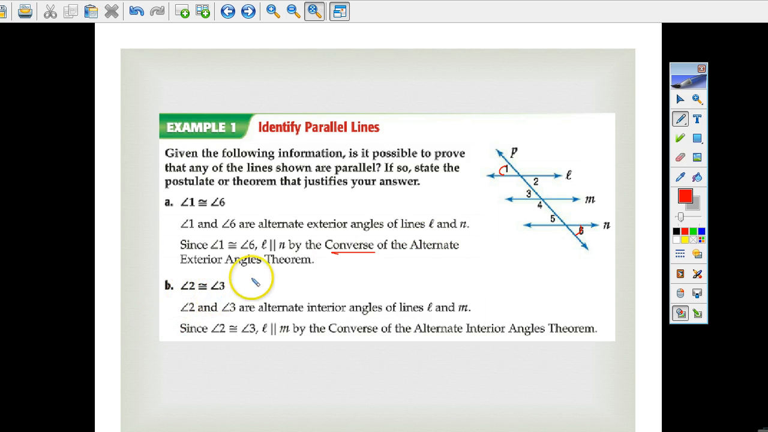Angle 2 is congruent to angle 3. They look like alternate interior angles because I see that Z. Angle 2 and angle 3 are alternate interior angles of lines L and M. Since angle 2 is congruent to angle 3, lines L and M are parallel by the converse of the alternate interior angle theorem.